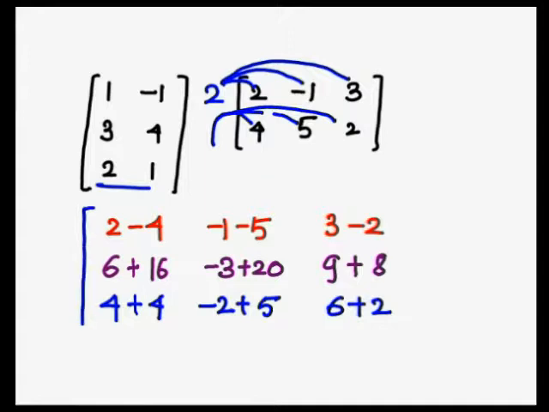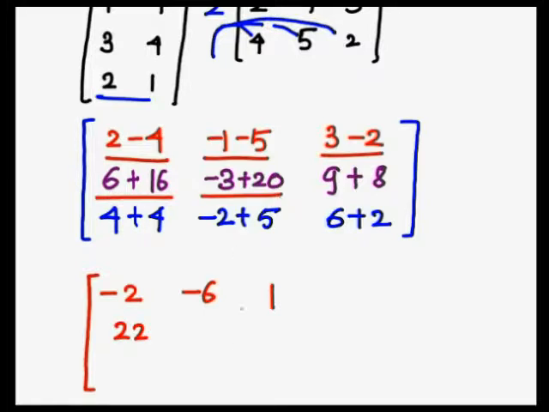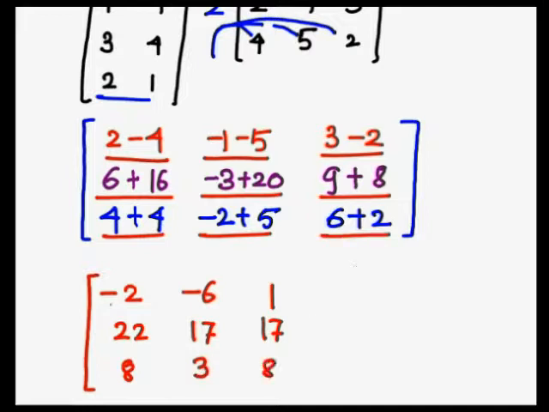Now simplify this. So by simplifying this, we get a resultant matrix as 2 minus 4 is nothing but minus 2, minus 1 minus 5 we get minus 6, 3 minus 2 we get 1. 6 plus 16 we get 22, minus 3 plus 20 we get 17, 9 plus 8 we get 17, 4 plus 4 we get 8, minus 2 plus 5 we get 3, and 6 plus 2 is 8.